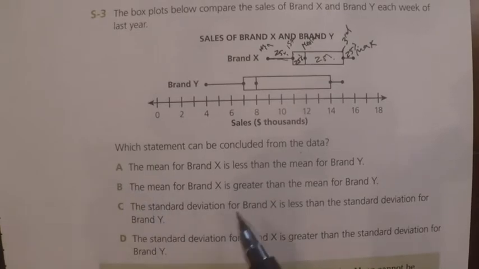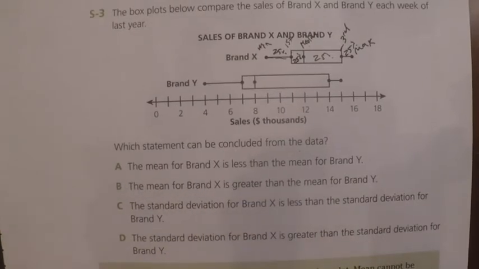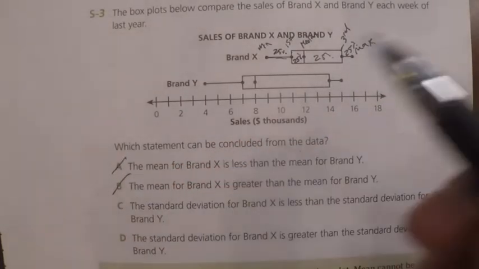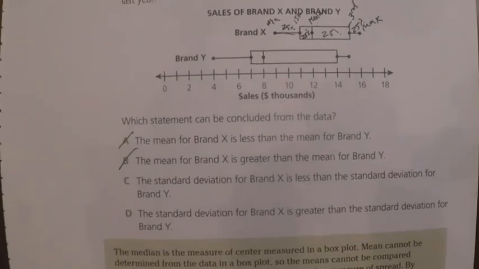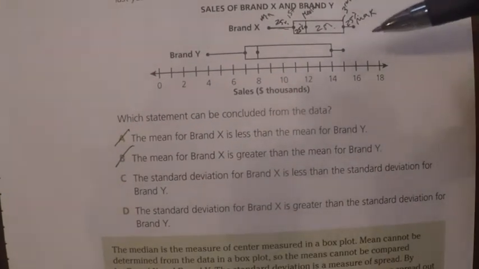So the first one says, the mean for brand X is less than the mean for brand Y. Now, in order to calculate the mean, we would need a more clear set of data, and we can't calculate it from the box plot. So both A and B aren't going to be reasonable choices to conclude. While they could be true, we can't tell from a box plot.